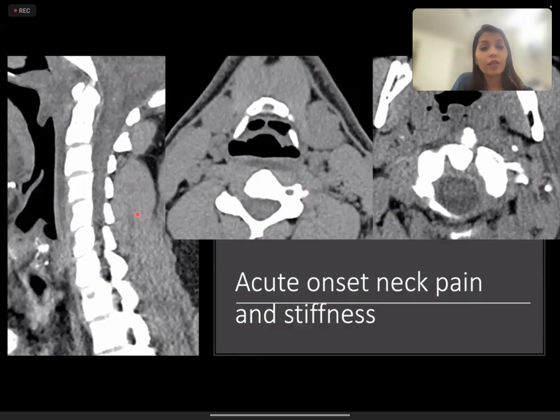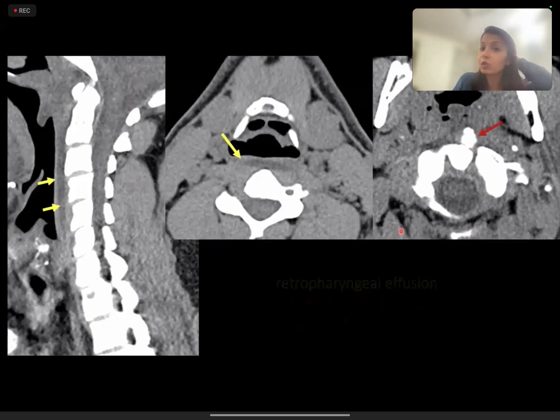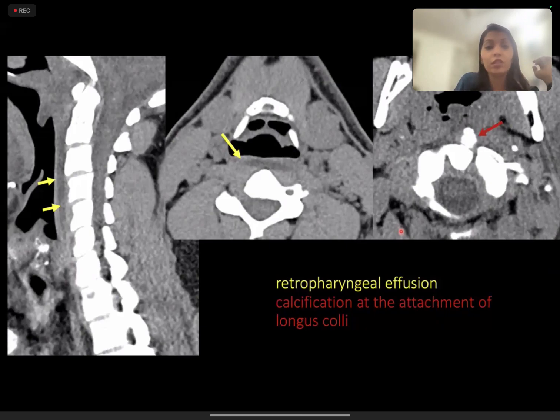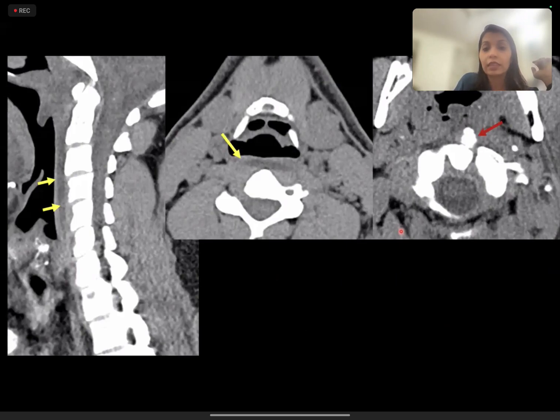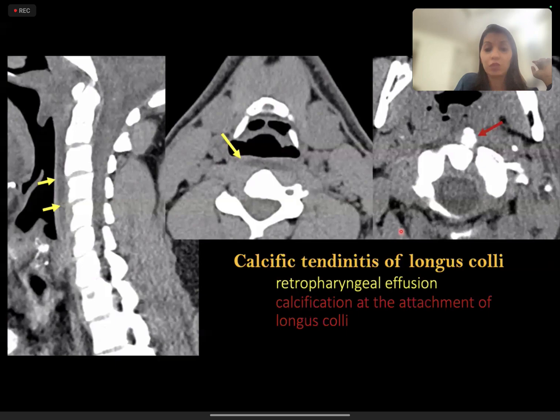Yes, so there is a retropharyngeal effusion. So we don't call it a collection, there is a retropharyngeal effusion. And also, we can see it on the sagittal and on the axial sequences. And also, we are seeing calcification at the insertion of the longus colli. So this is a condition called calcific tendinitis of the longus colli.